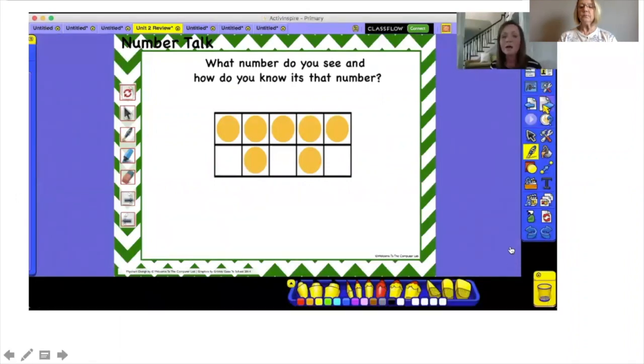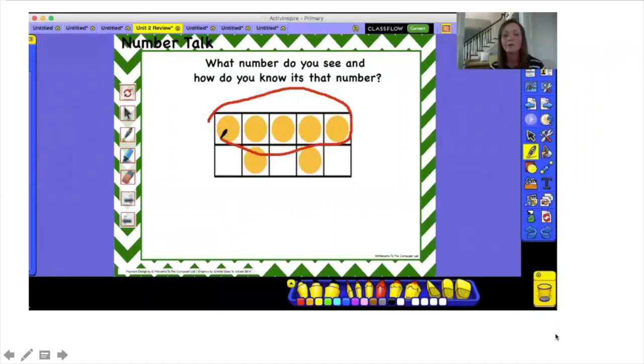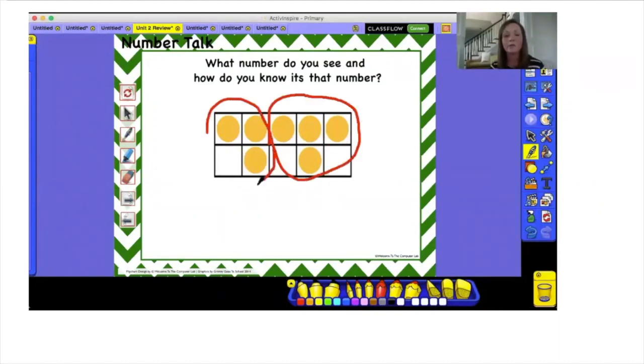All right, so I see the number 7, and I could have seen this a variety of ways. You might have said, I see 5 on the top because I know the first row of my 10 frame, if it's full, it's 5. And I see 2 on the bottom, and 5 and 2 make 7. You might have also said that you see a group of 4 over here and a group of 3 over here, and you know that 3 and 4 make 7.